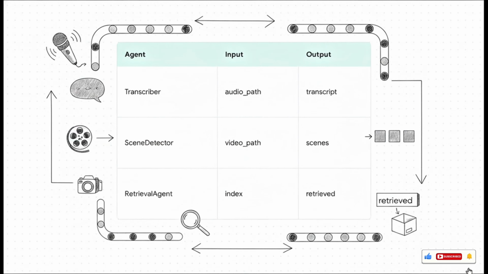To really understand how they work together, we just have to look at the system's code dictionary. Every agent has defined inputs, outputs, and capabilities. For example, the transcriber needs an audio path as its input, and it outputs a transcript. The scene detector takes a video path and outputs scenes. So the crew members just pass these specific data files to one another. It's a perfect digital assembly line where one agent's output becomes the exact input the next agent needs to do their job.